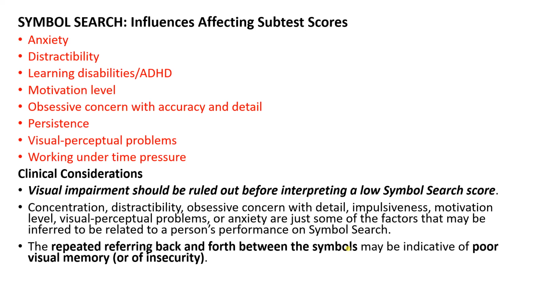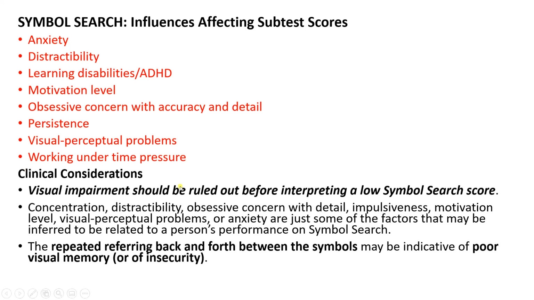Before interpreting the test performance clinically, the first thing is to rule out, before any interpretation, that a low symbol search score is because of visual perceptual problems. So visual impairment should not be involved, because if visual impairment is involved, we cannot infer for sure how far the low score is because of cognitive impairment and how far because of visual impairment.